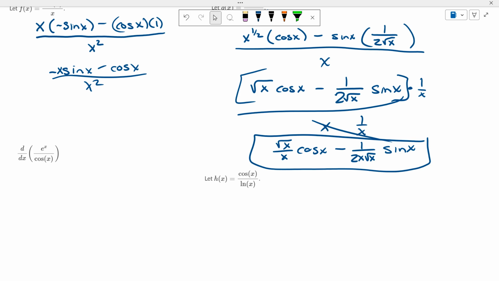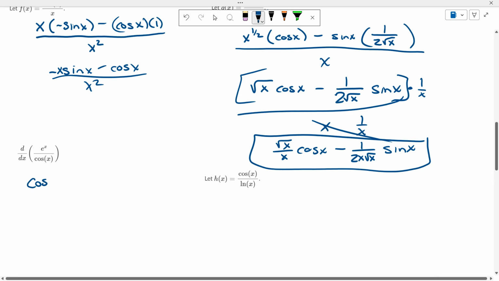So the quotient rule is the denominator. What's my denominator here? Cosine of x times the first derivative of the numerator. What's the first derivative of e to the x? It's the easiest one in the world. E to the x. Minus the numerator, e to the x, times your first derivative of the denominator, which is negative sine of x. Because the first derivative of cosine is negative sine, over cosine squared of x.